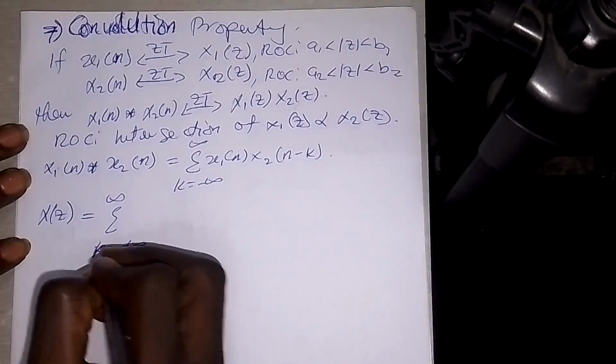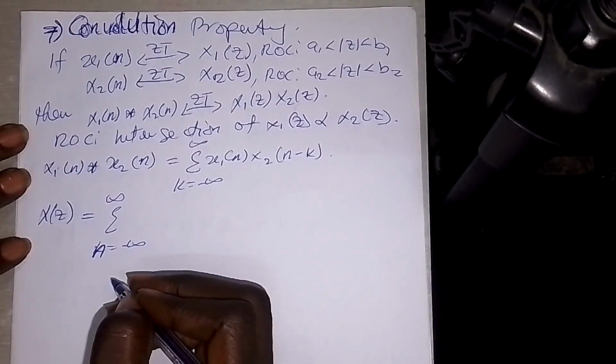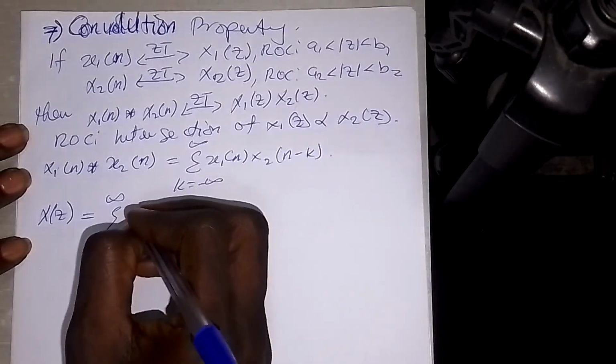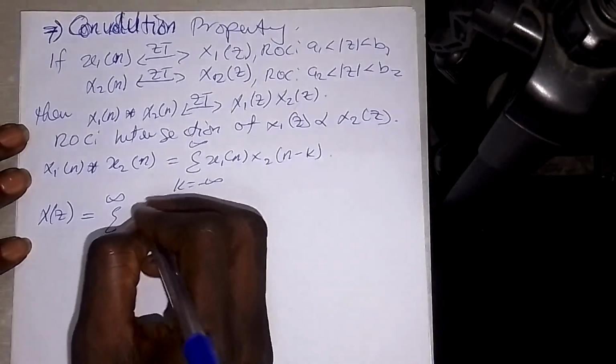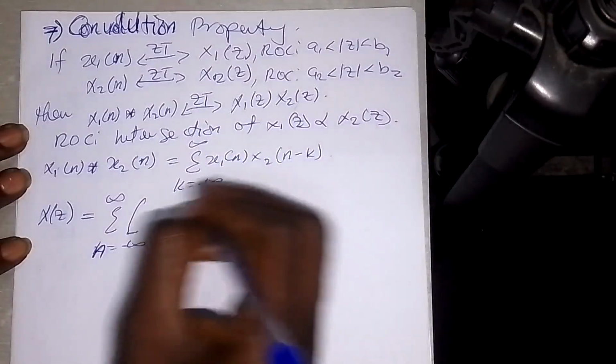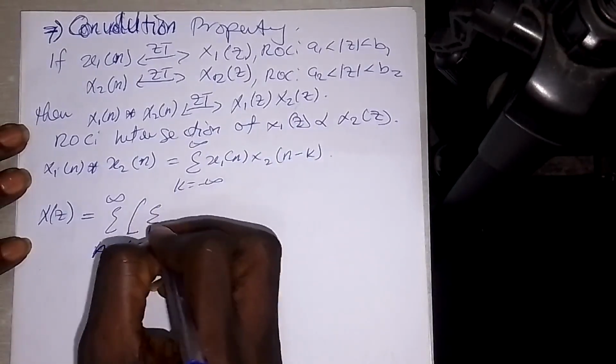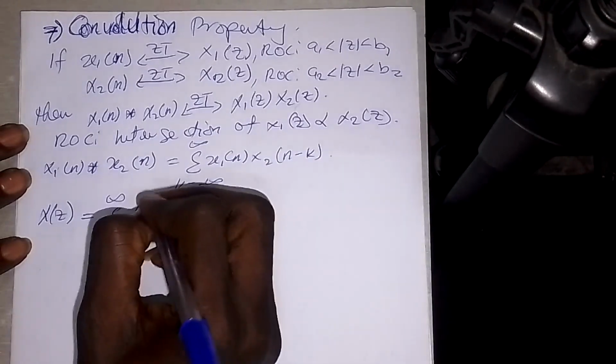N is equal to infinity. Okay, and then you're going to find for this one. So now I'll put this one into the equation. Here k is equal to minus infinity, and here it is infinity.